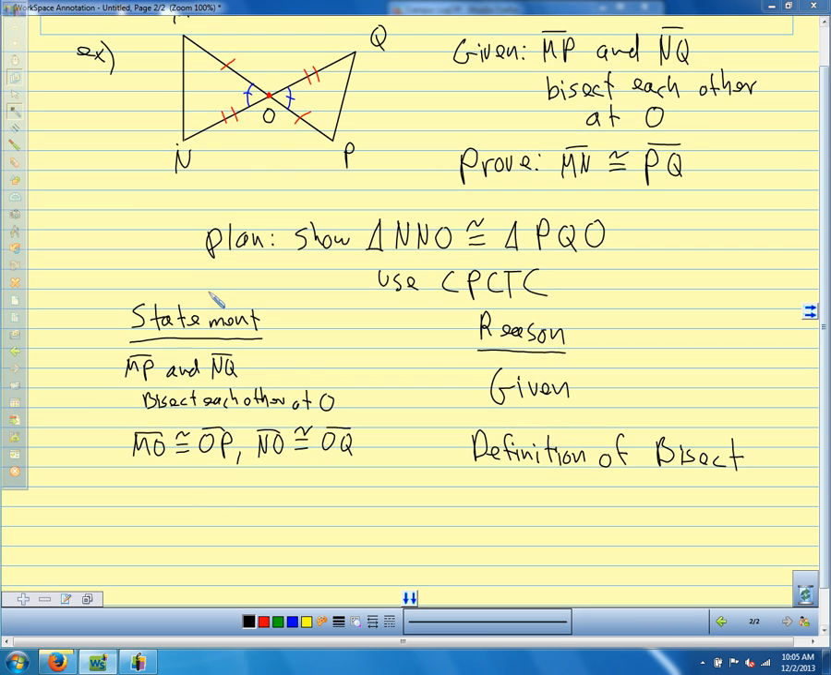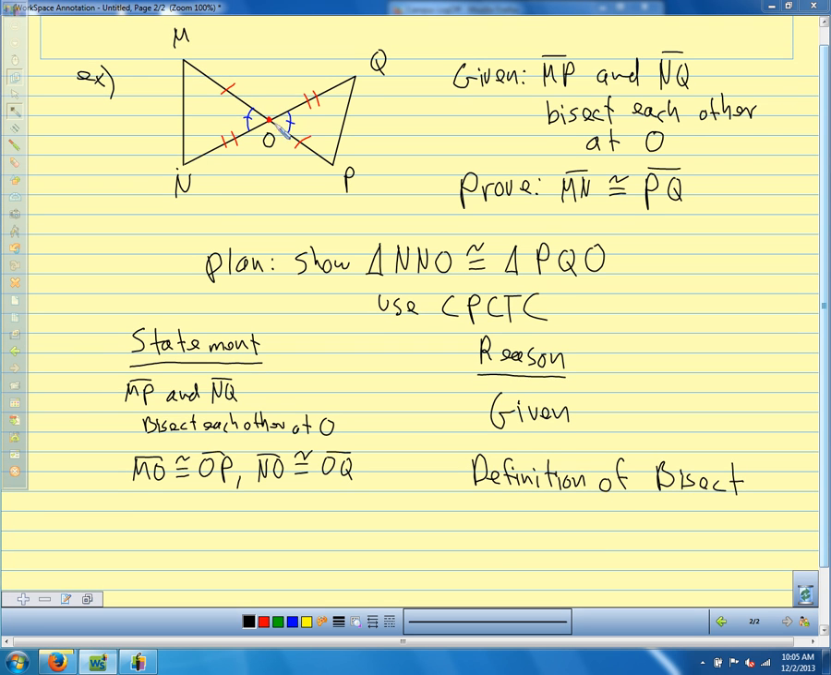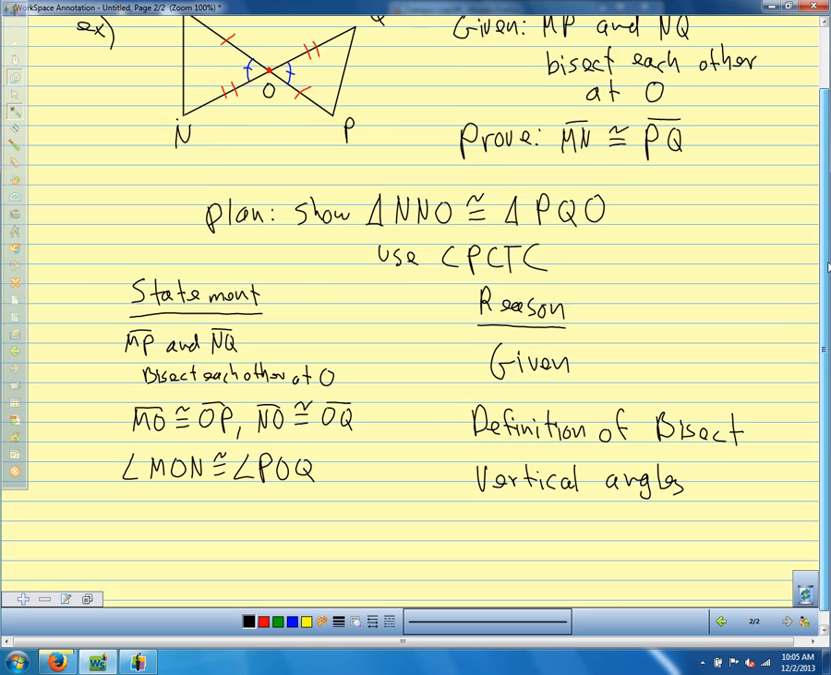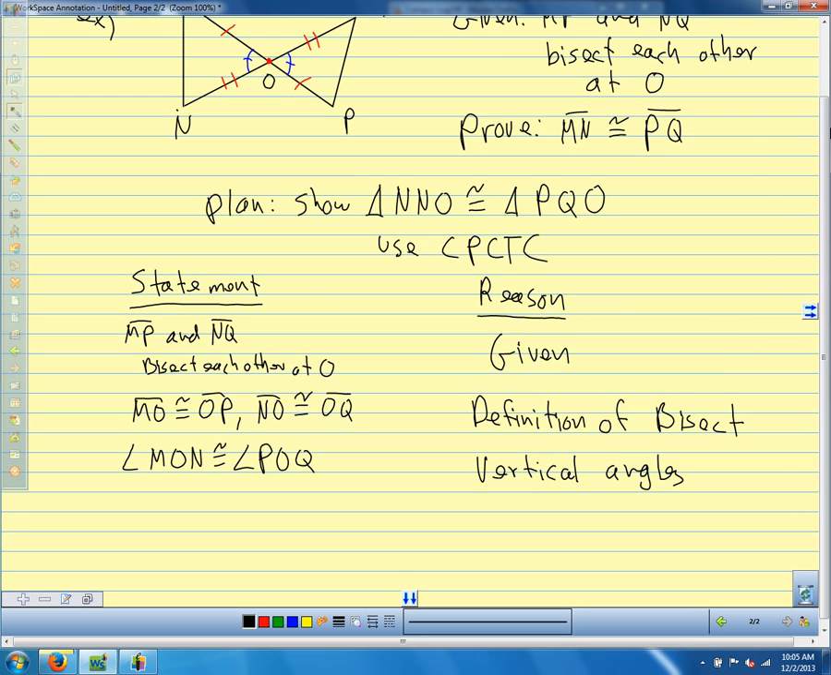Then we figured out, looking at the diagram, and we need to write out, here we can't just call it angle O because there are two angles there. We're going to say angle MON is congruent to angle POQ. And what was our reason there? What kind of angles were they? Vertical. So those are vertical angles. Now we can say that the triangles are congruent.